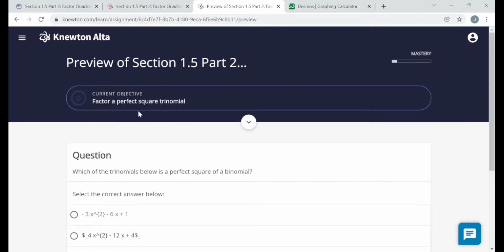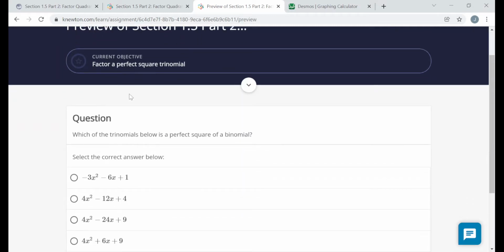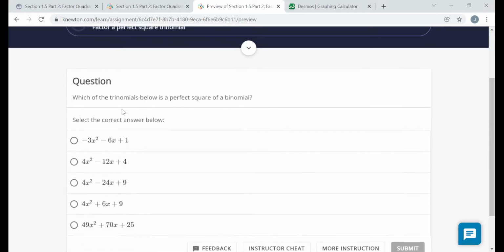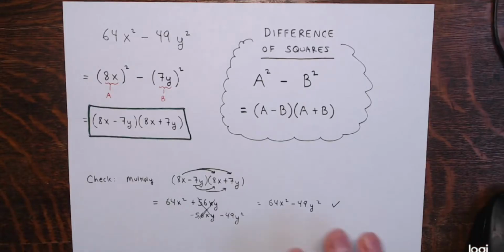All right, so the next question is on the other objective. Factor a perfect square trinomial. I'll discuss what that is in a second. So the question here is, which of the trinomials below is a perfect square of a binomial, or a perfect square? So let's just write out what a perfect square trinomial is first.